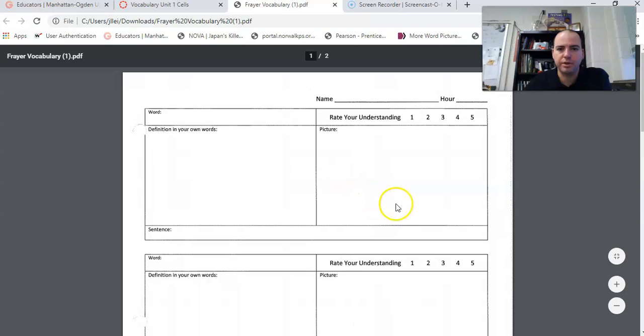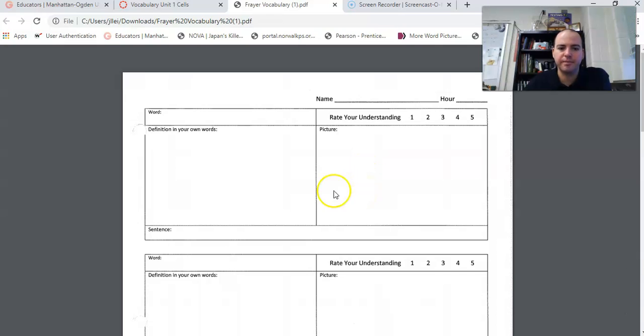I'd like you to draw a picture and not just insert a picture. I know you're not going to be graded on your artwork. They may not be great on an iPad. Trying to draw is difficult, but do as best you can. And then you're going to write a sentence using your vocabulary word, but it has to be a sentence that shows your understanding of the word. So you cannot write, my vocabulary word is organism, for example. I want you to tell me what an organism is within your sentence.